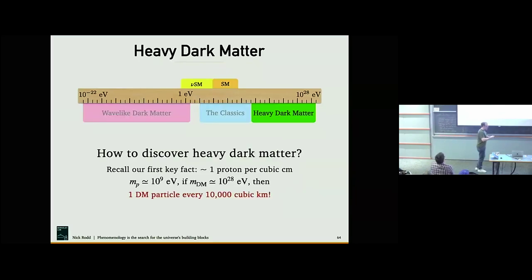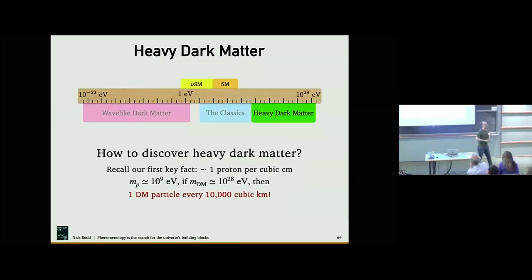And let's go back to our first key fact: we know that roughly around us there's about 1 proton worth of dark matter mass per cubic centimeter. If we make the dark matter as heavy as this Planck scale up here, this 10 to the 28 electron volts, instead of having 1 particle per cubic centimeter, we would have 1 particle per 10,000 cubic kilometers. So in this case, the dark matter becomes a very rare state.